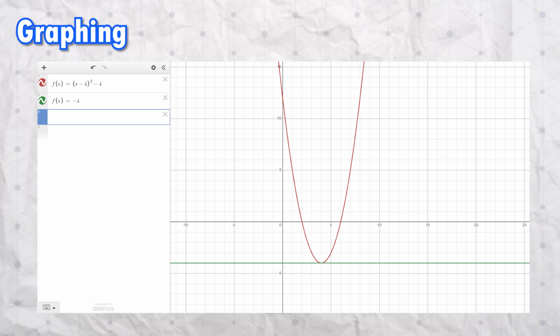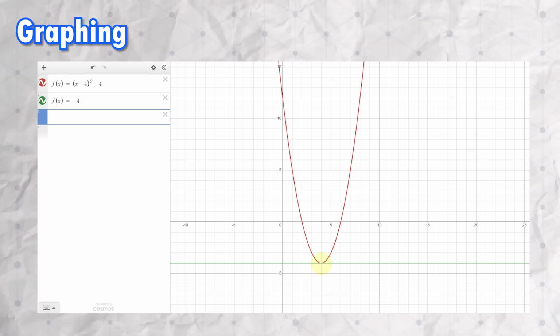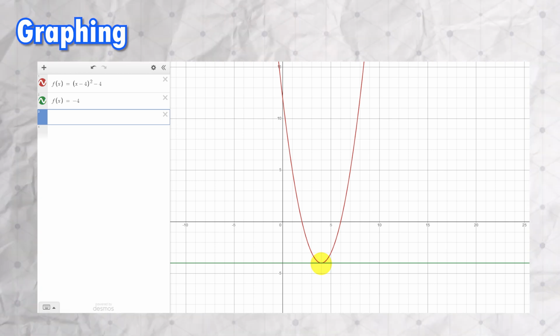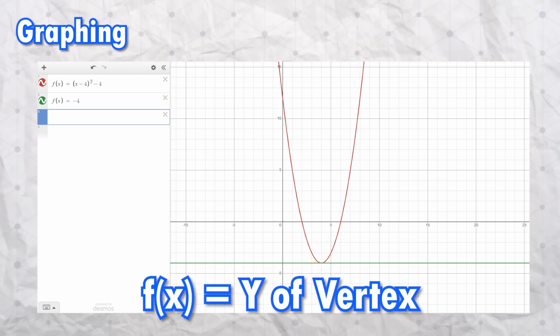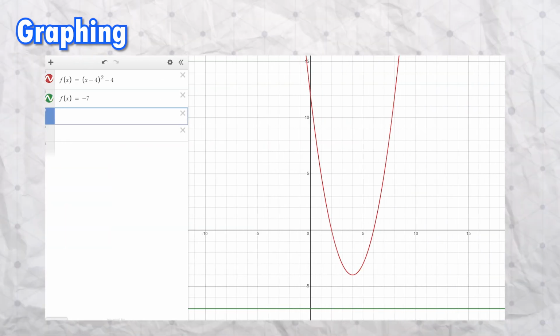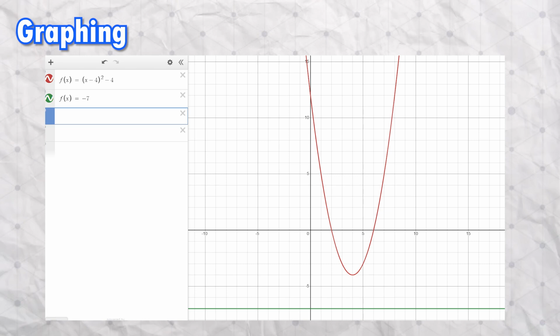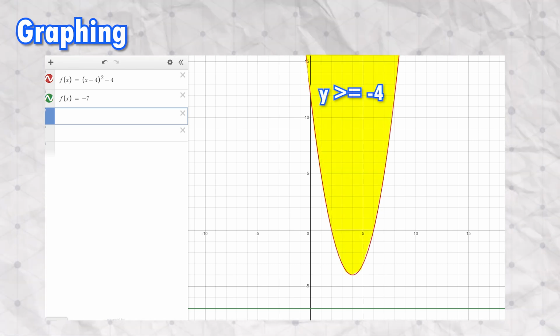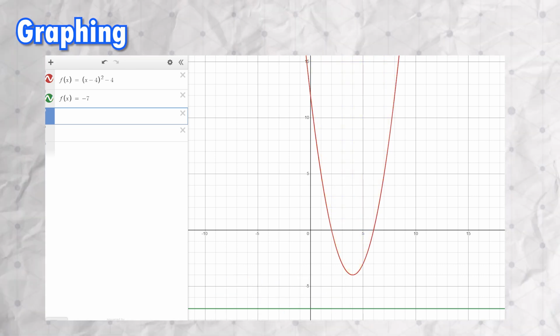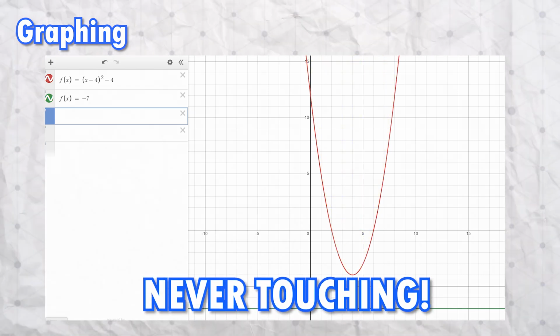If we change f of x equals 5 to f of x equals negative 4, you can see that the parabola touches the line only once. This usually happens when the y value of the vertex is represented by the line. Now, let's try changing f of x to negative 7. If we look at the range of this function, y is greater than or equal to negative 4. Negative 7 isn't greater than negative 4, so the parabola will never touch it, giving us no real solutions.